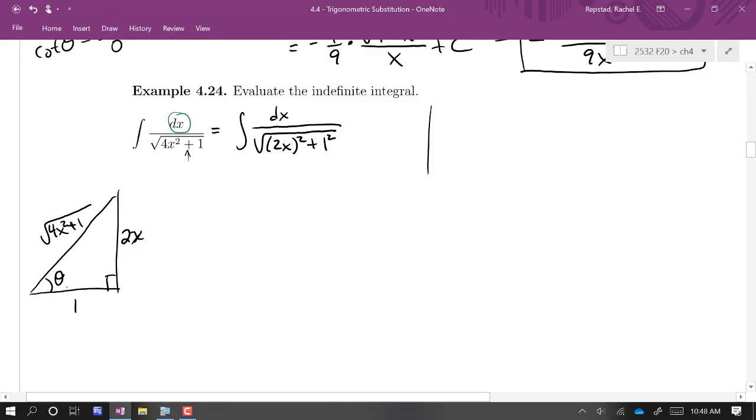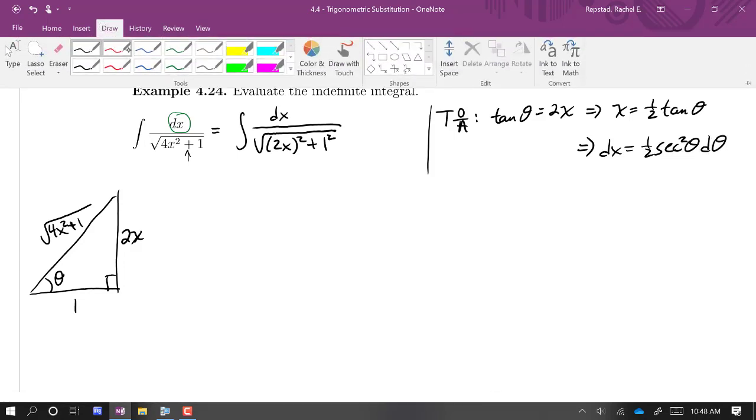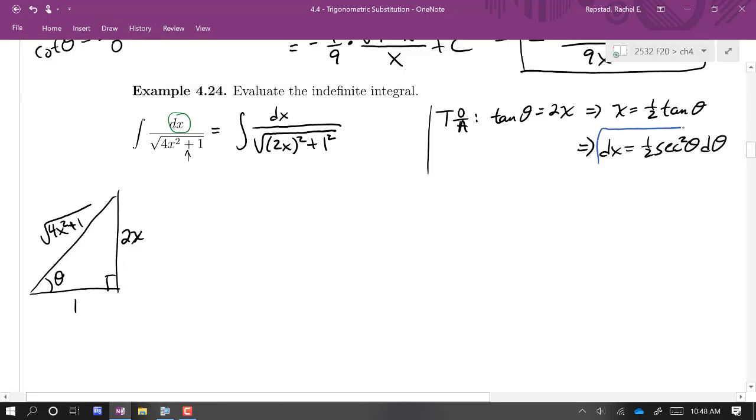So I'm going to start by using the TOA part, the tangent part of SOHCAHTOA. We know that tan theta is 2x over 1. So tan theta is 2x, and that means that x is 1/2 tan theta, and so dx is 1/2 secant squared theta d theta. So there is one thing that we need a substitution for.